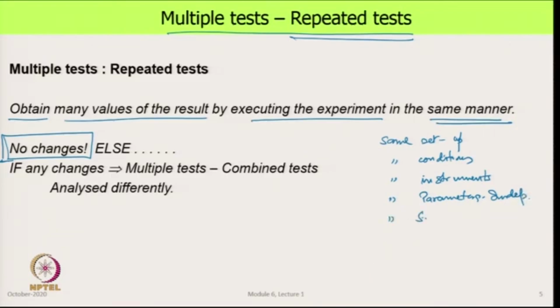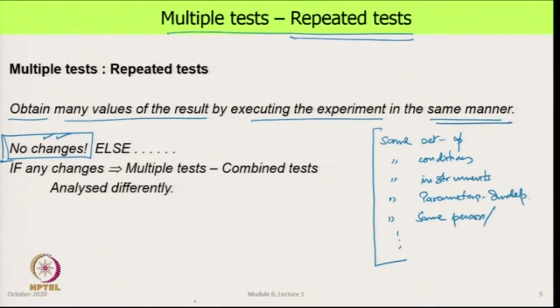and done by the same person or same experimenter. So, anything else that has to be there, that is also exactly the same. So, this is what we say as no changes. This is central to the idea of multiple tests, repeated tests.